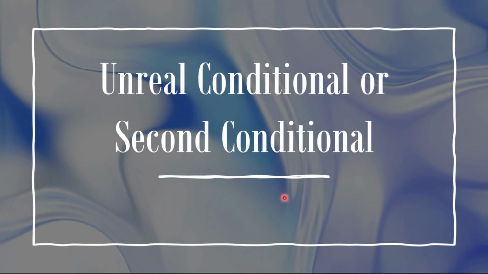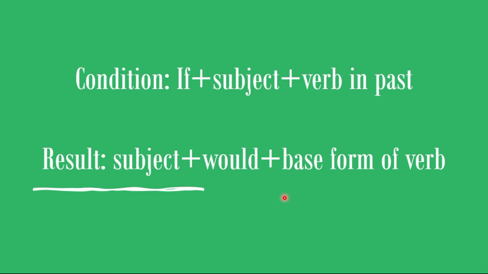The unreal conditional or second conditional. This second conditional has two clauses, the condition clause and the result clause. The condition clause is going to be formed by if, the subject, and the verb in past. The result clause is going to have the subject, would, and the base form of the verb.